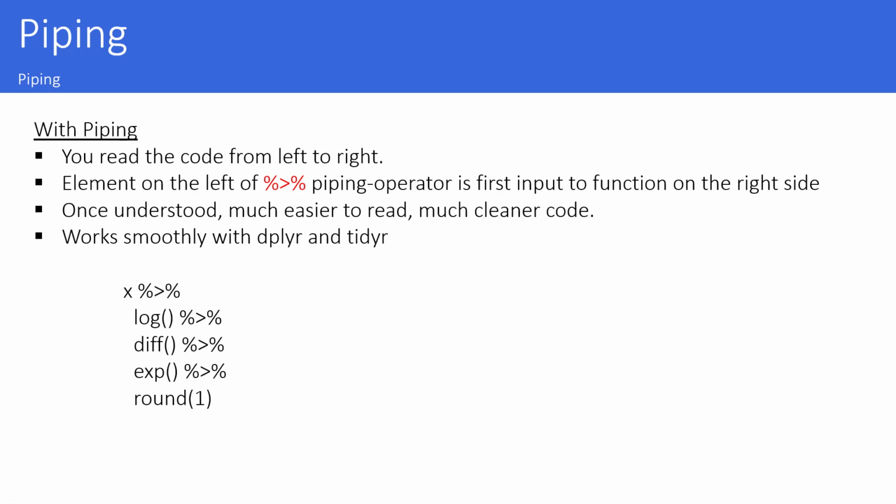And here we see the exact same operations we have seen before. You can see how easy it is to understand what it is doing. We start with our vector x. This is passed to the log function. This result is then passed to the diff function. This result of all the steps before is then taken further, so-called piped, to the exponential function, and the result of this is further piped to the rounding function. This is much easier to read. Do you agree?